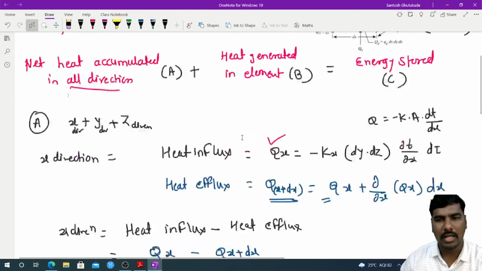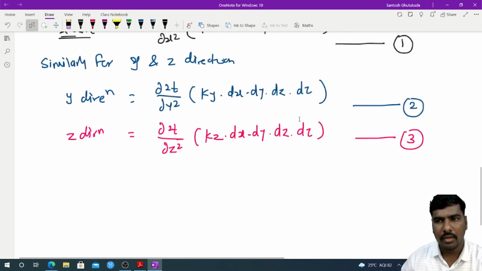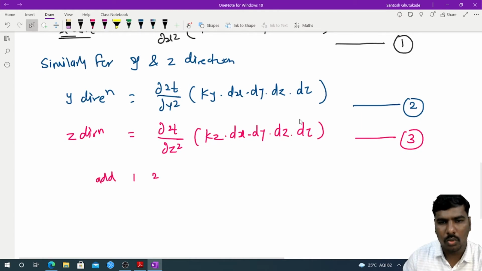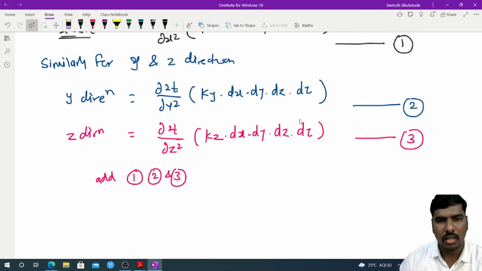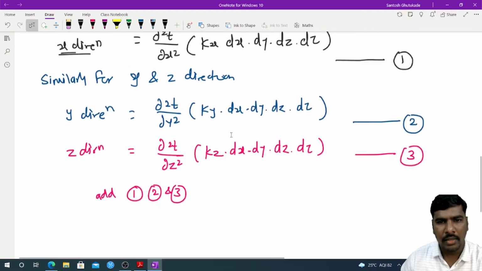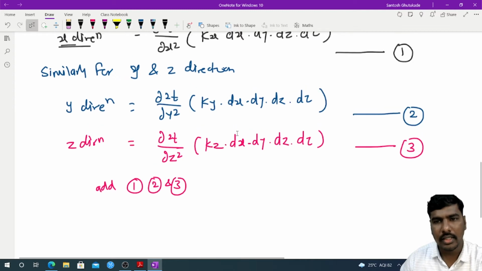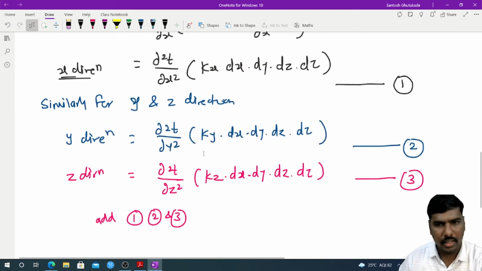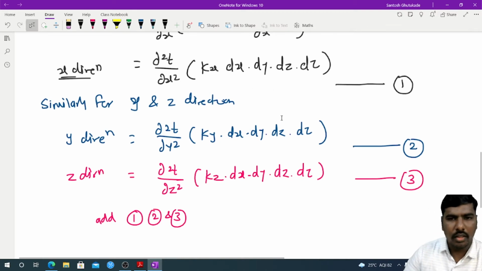So we will get the part number A. For part number A, we will add equation 1, 2 and 3. Add equation number 1, 2 and equation number 3. So I will add these equations, and the common part is ky, dx, dy, dz and d tau. This is the common part for all the equations.